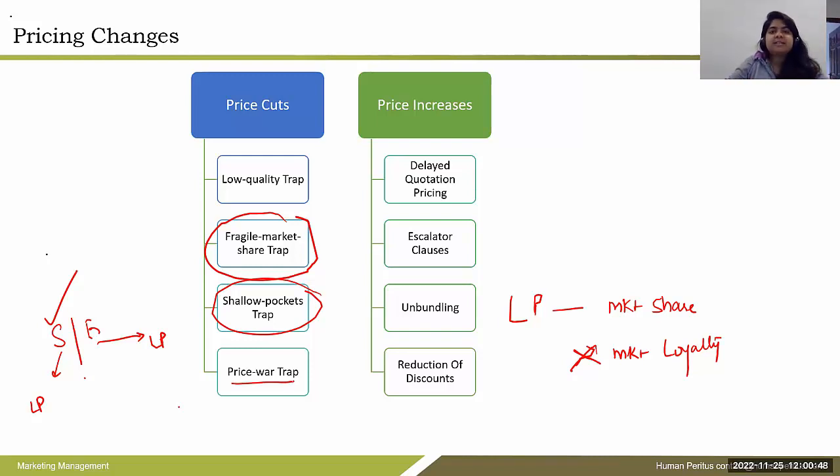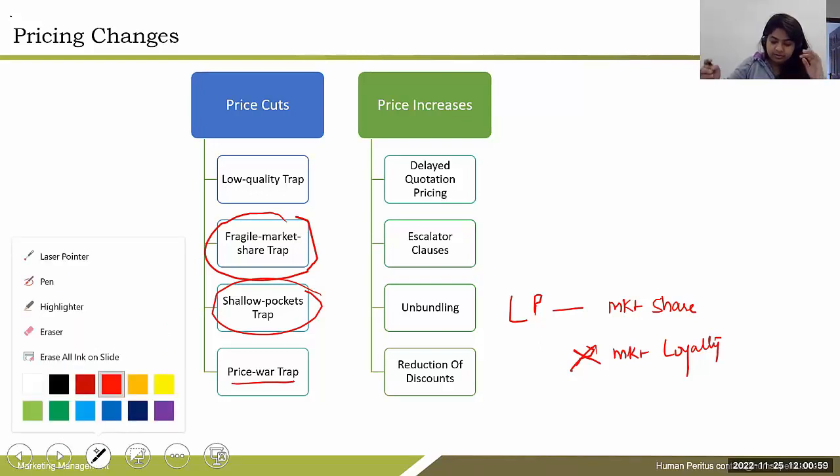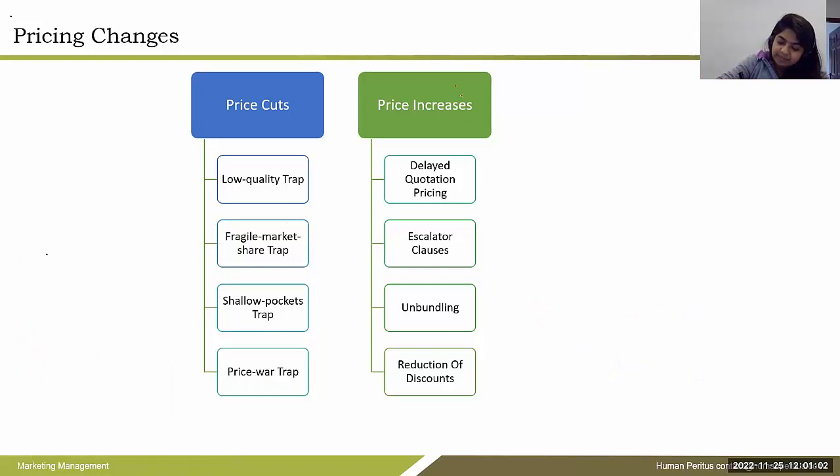The price war trap is basically: if you reduce the price, I reduce the price, you reduce it even further, I reduce it again. So it keeps going. Okay, these are price cuts. Now, on the other side of the screen are price increases.